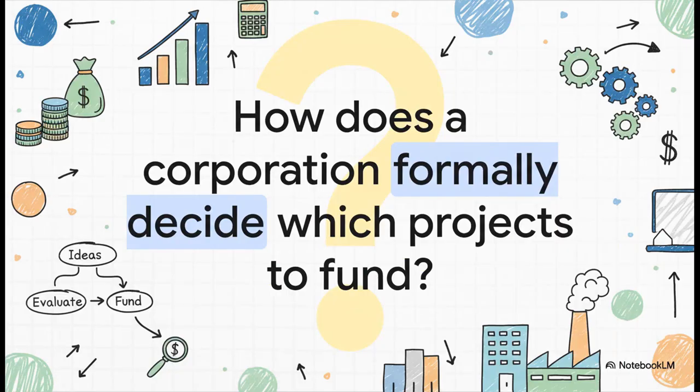So picture this. A new factory costs $10 million. A new software system costs $5 million. How does a corporation formally decide which projects to fund, or if it should fund any at all? Well, this is the fundamental question of what we call capital budgeting. It's an absolutely critical function that shapes the future of any enterprise, really forcing disciplined choices when it comes to allocating those scarce resources to maximize shareholder value.